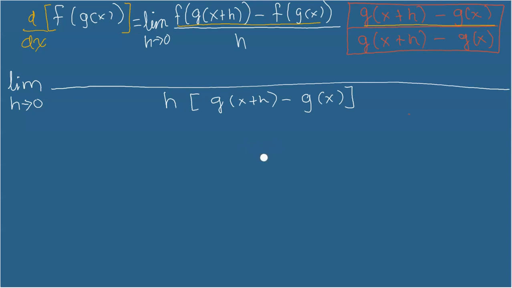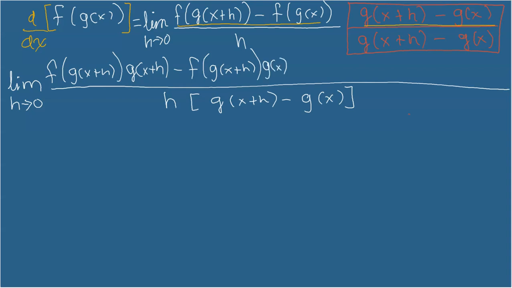Okay, and the numerator will have 4 terms, so let's go ahead and distribute that, starting with the first term being f of g of x plus h multiplied by g of x plus h, minus f of g of x plus h multiplied by g of x, minus f of g of x multiplied by g of x plus h. And then negative times a negative is a positive: f of g of x multiplied by g of x. Wow, I fit that in there.